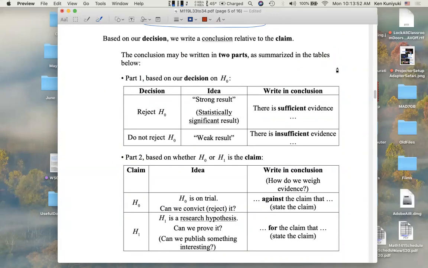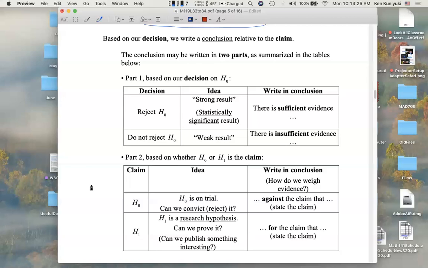Now, some books have a fancy flow chart, but it's actually much simpler than that. This might seem kind of silly to you, but it's this basically mix and match thing where, okay, if you reject the null, you start the sentence one way. If you don't reject the null, you start the sentence another way. If the claim was the null hypothesis, you end the sentence one way. If the alternative was the claim, you end the sentence another way. Again, it seems kind of hokey. It seems silly, but it works, folks.